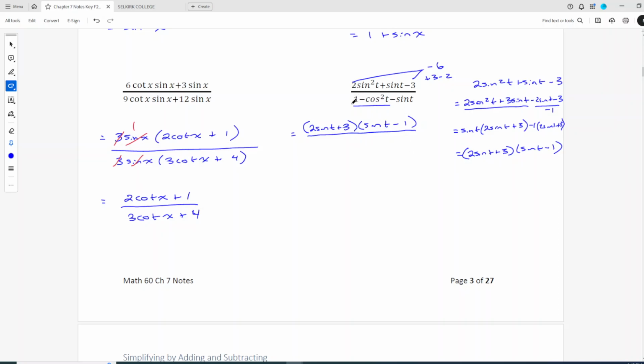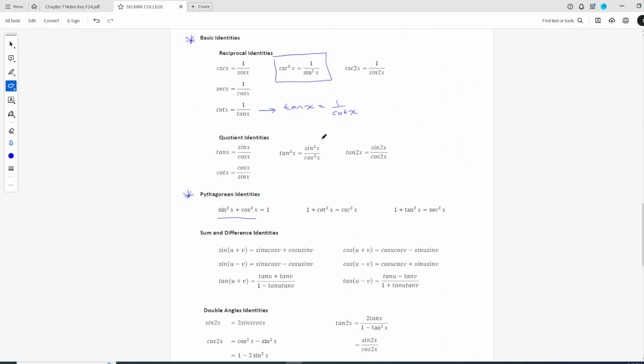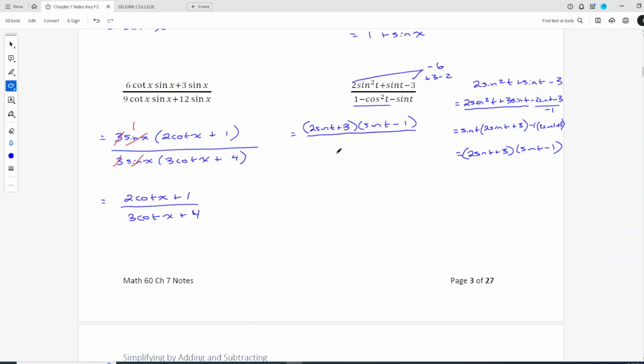So I'm going to replace the 1 minus cos squared t with what? Well, 1 minus cos squared x, right? If I bring the cos squared x over, it is going to equal sine squared x. That's going to make life easier. So I'm going to replace the 1 minus cos squared t with a sine squared t, and then minus sine t. So now my top is 2 sine t plus 3, sine t minus 1. And then I can greatest common factor my denominator. So I could pull out a sine t, and I'm left with sine t minus 1.